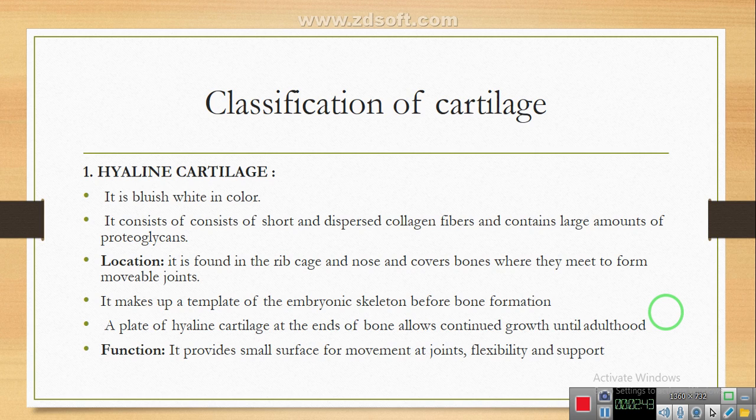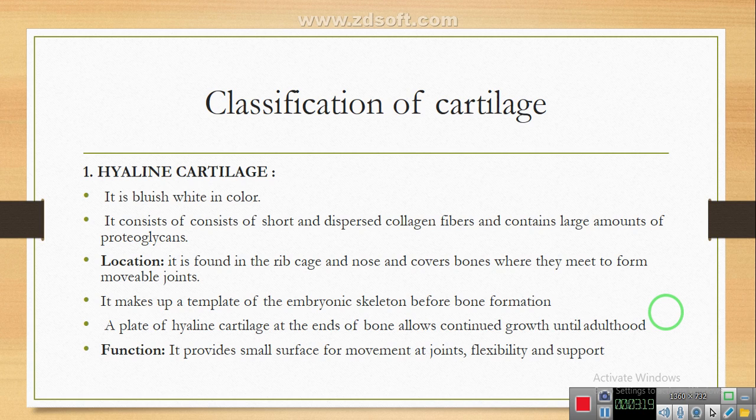Hyaline cartilage is a cartilage which is bluish white in color, and it consists of the short and the dispersed collagen fibers, and it also contains the large amount of the proteoglycans, which is the mixture of the carbohydrates and the protein fibers. And the location of the hyaline cartilage is in the rib cage and in the nose, and it also covers the bone which meet the movable joints. And it also makes the embryonic skeleton before the bone formation.